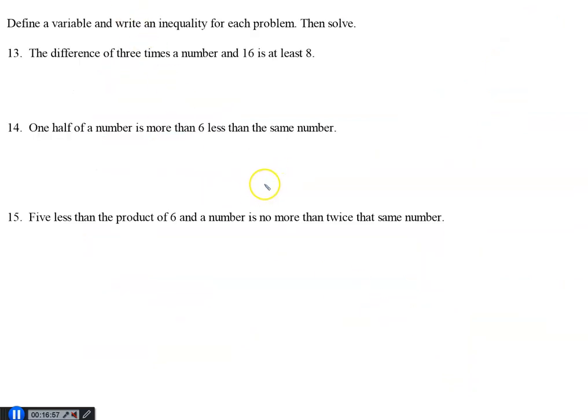Okay, here's some more. Define a variable. This time we're writing inequalities, and then we're going to solve. So for number 13, the difference of, that's subtraction of course, 3 times a number and 16. Okay, so here's 3 times a number, 16, and the difference between them is at least 8. Okay, so how do we represent is at least? So in other words, it could be more than 8, but it cannot be any less than 8. So that's another way of saying greater than or equal to 8.